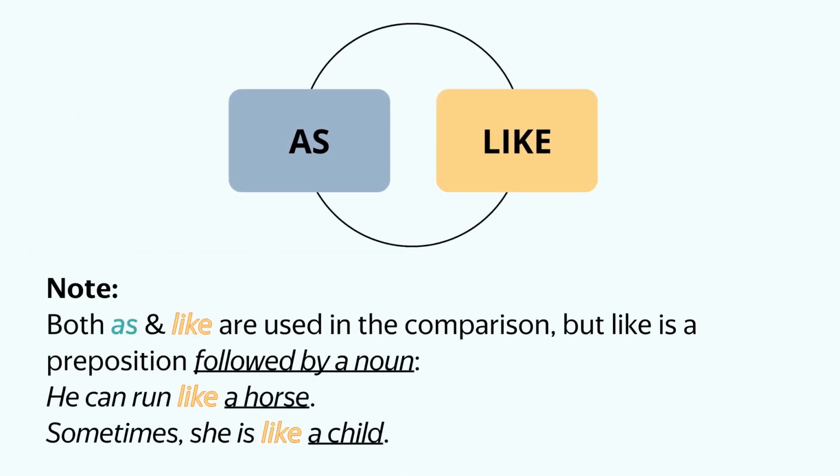Note: both "as" and "like" are used in comparison, but "like" is a preposition followed by a noun. He can run like a horse. Sometimes she is like a child.